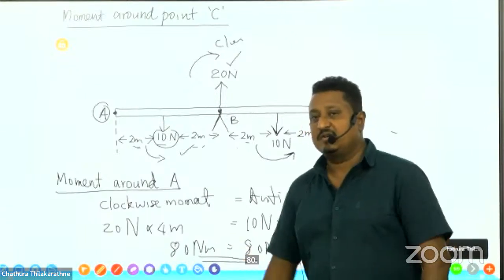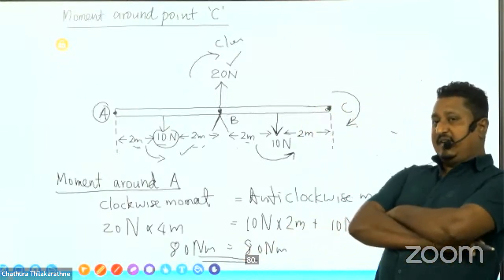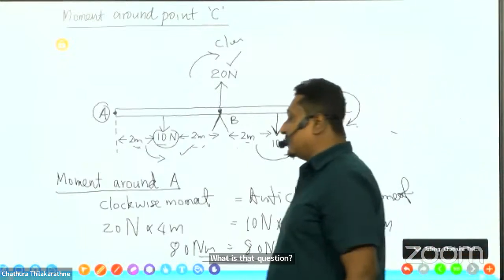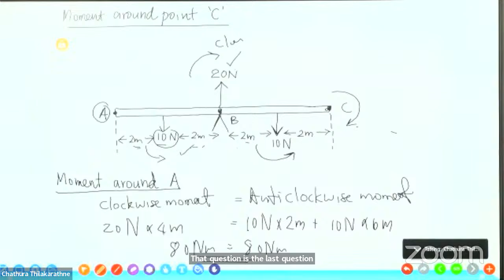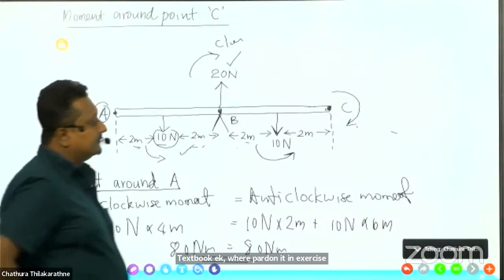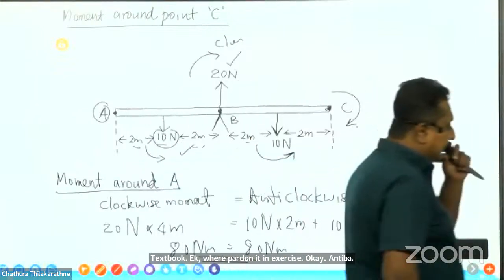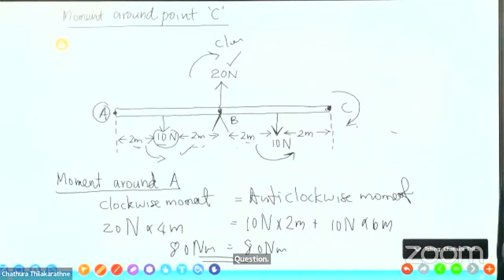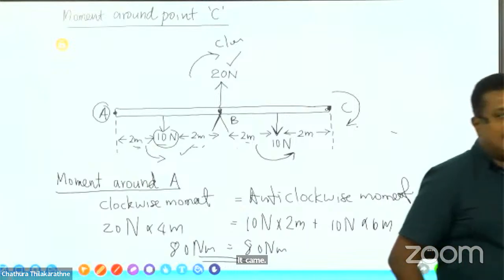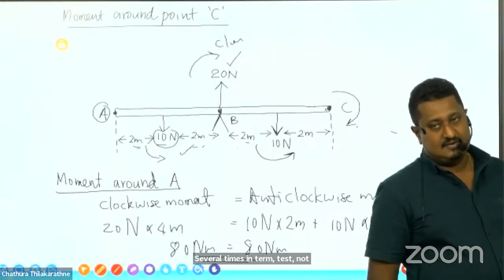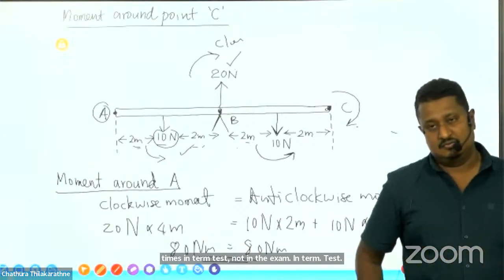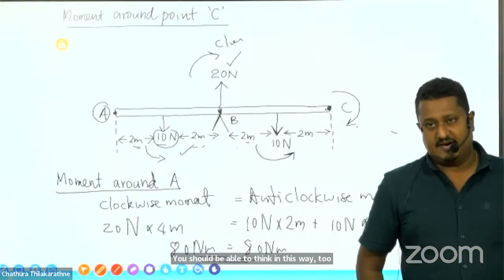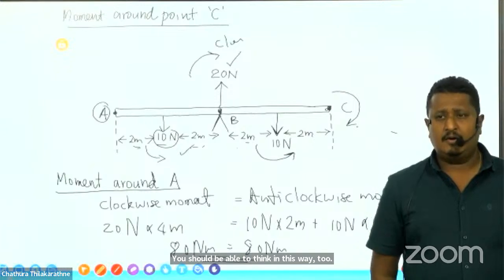What is that question? That question is the last question in your textbook in exercise. It came several times in term test, not in the O-level exam, in term test. You should be able to think in this way too. It's not a traditional one. You have to think beyond that.